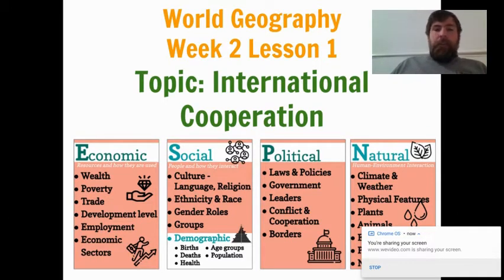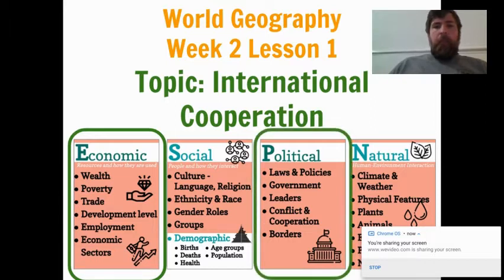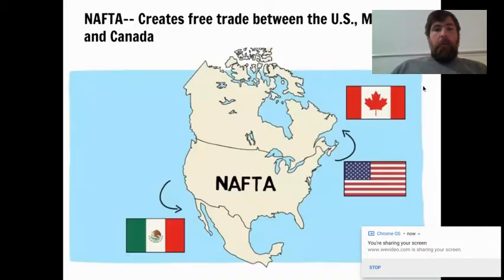And it's all about international cooperation, as you can see from the screen. So last time we began reviewing some of the concepts under the economic heading. Today we're going to continue to do that, but we're also going to add some concepts from the political heading as we talk about ways that different countries work together to solve problems. And that can take the form of economic cooperation or political cooperation. So we're going to start off with economic cooperation.